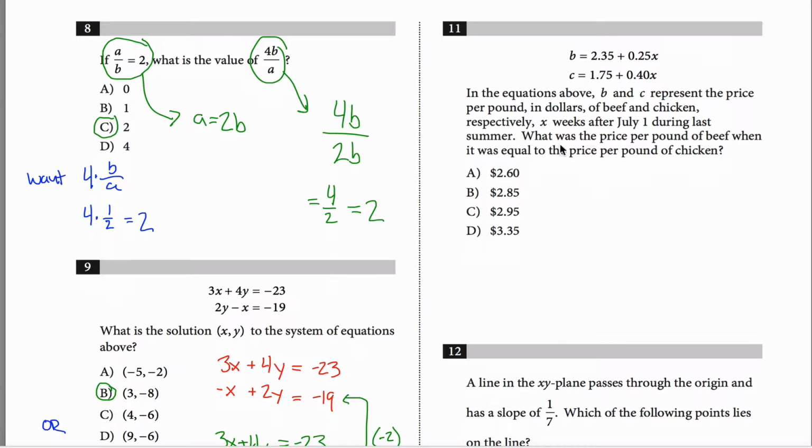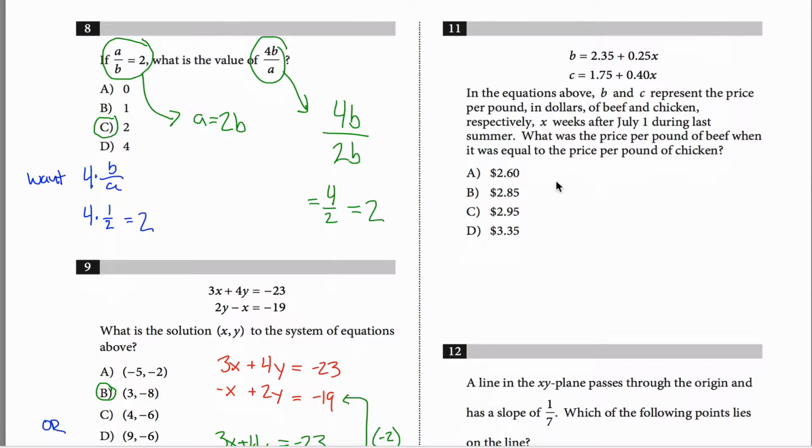What is asked is what was the price per pound of beef when it was equal to the price per pound of chicken? Okay, so what you're trying to figure out is how much these things cost when they cost the exact same amount. It's a little bit tricky. There's a few ways you can figure this out. One way is to figure out when they cost the same amount. So let's solve for what x was equal to when B was the same as C.